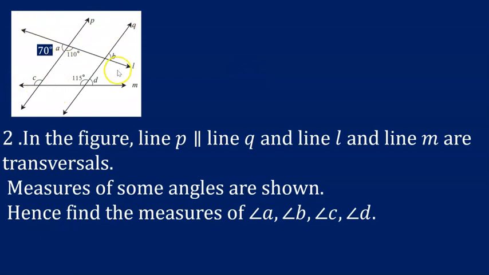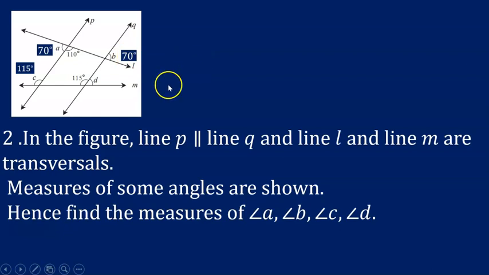L is their transversal. Now the measure of angle A and this 110 are linear pair angles. Their sum is 180. Therefore 180 minus 110, you will get here 70 degrees. This is the first one. Next, as these two lines are parallel, angle A and angle B are an exterior pair of alternate angles. Therefore measure of angle B is also 70 degrees.